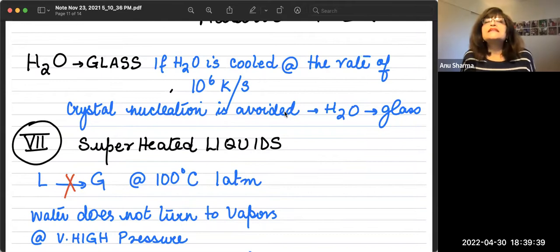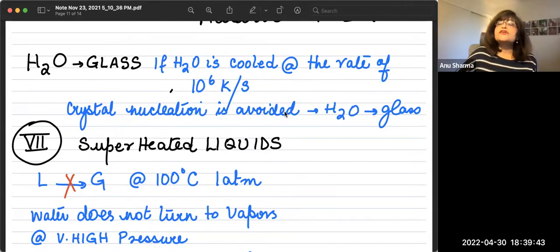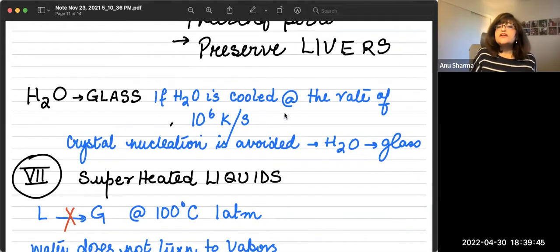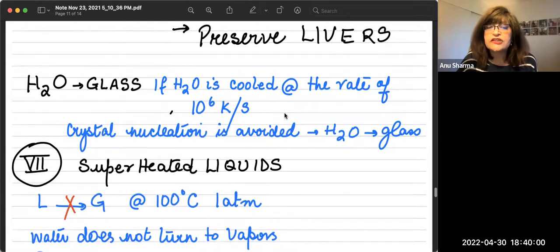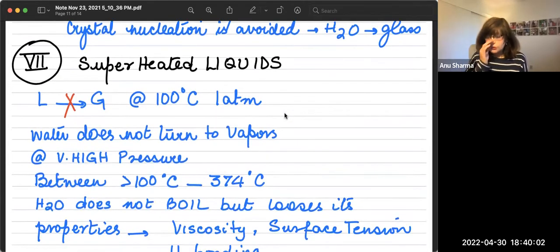Now, water itself can be made into a glass. How? If water is cooled at the rate of 10 to the power 6 Kelvin (degrees Celsius) per second, nucleation is avoided and the water can be made into a glass. So the speed with which it is cooled also factors in, to avoid the nucleation. Okay, now that was about the supercooled liquids.